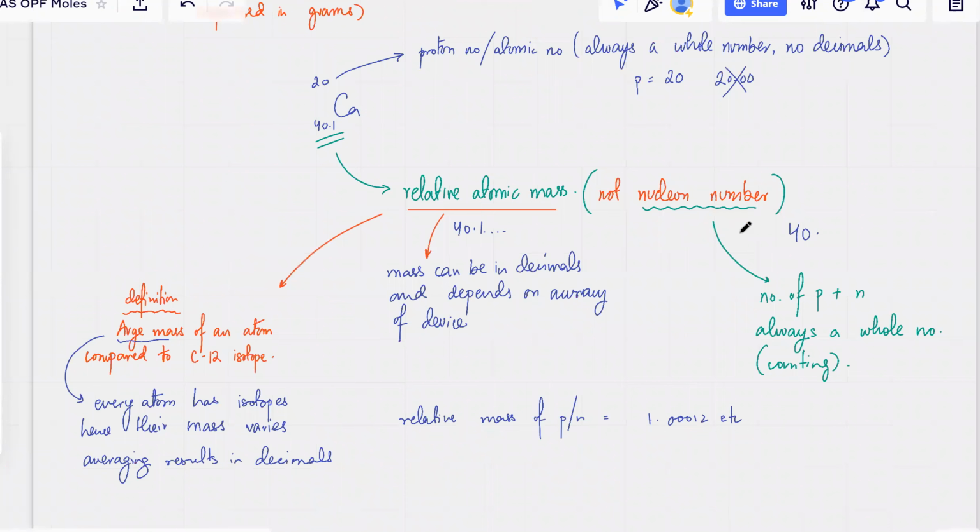Now you have to keep these two things in mind: in moles, you're using relative atomic mass, not the nucleon number. The nucleon number is always going to be a whole number. So be very careful when you use the formula, mass divided by relative atomic mass. Make sure you know what you are writing. You lose marks otherwise. If the nucleon number is asked, write it as a whole number. If the relative atomic mass is asked, it would be in decimals. Don't confuse the two. Any question on this? Is this clear?